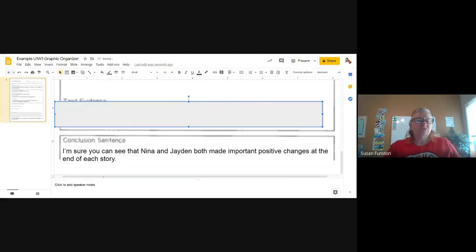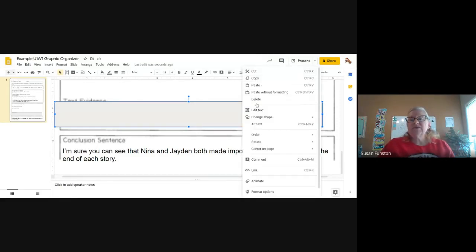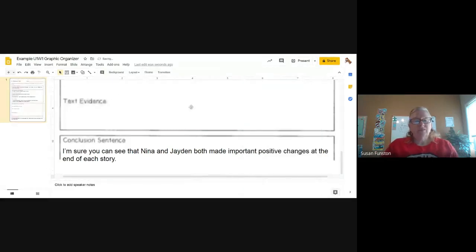So a possible concluding sentence is, I'm sure you can see that Nina and Jaden both made important positive changes at the end of each story, because we were talking about how they were alike in the beginning and then how they were alike at the end. And these are all just examples of things you can write. There's lots of other things that you could use, but these were just the things that I came up with at first. So that is how to use the graphic organizer.